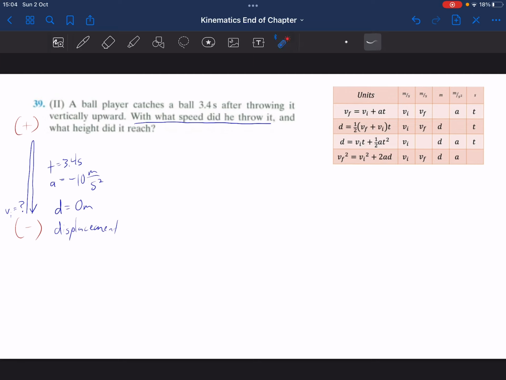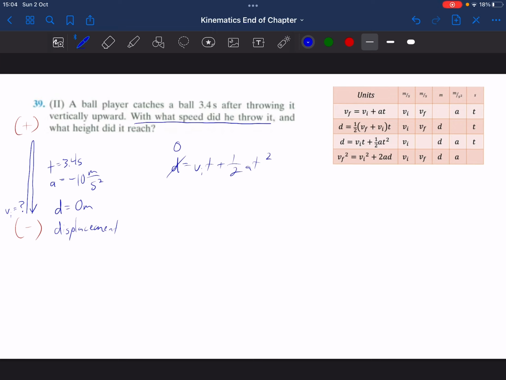All right, so we have these four values. So which formula do we want to use? The one without V final, right? So this one. So we get D equals VI times T plus 1/2 AT squared. Okay, so D is 0.